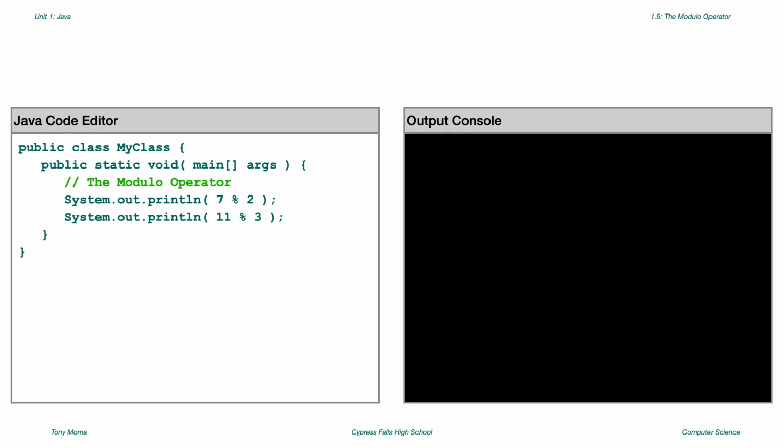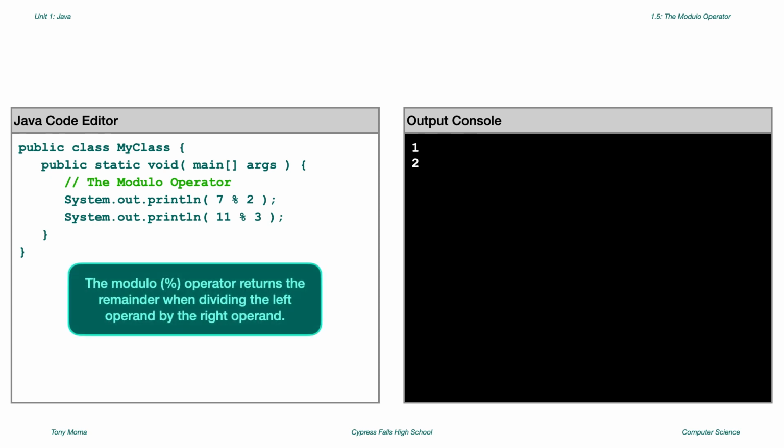The purpose of the modulo operator is to compute the remainder when a number is divided by the other. So if I were, for example, to print out the result of 7 modulo 2, the output would be 1 because, as we illustrated in the first example, 7 divided by 2 equals 3 with the remainder of 1. Likewise, if I were to print out the result of 11 modulo 3, the output would be 2 because, as our second example illustrated, 11 divided by 3 gives us 3 with a remainder of 2. In summary, the modulo operator returns the remainder when dividing the left operand by the right operand.